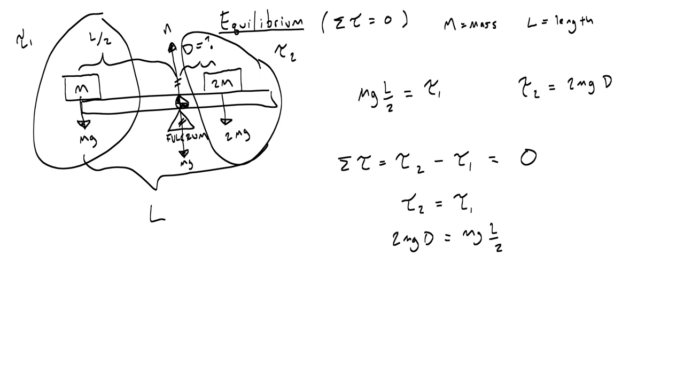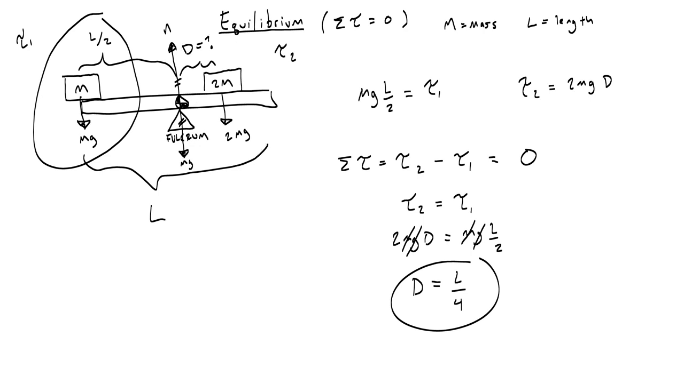Maybe you see how quick it gets now. I don't need m, I don't need g, and if I want to figure out what the distance d is, then I just divide both sides by 2 and get L over 4. So this means I need to place the 2m box a distance of a quarter of the length of the seesaw board, or whatever you're using, which hopefully is a little bit intuitive.